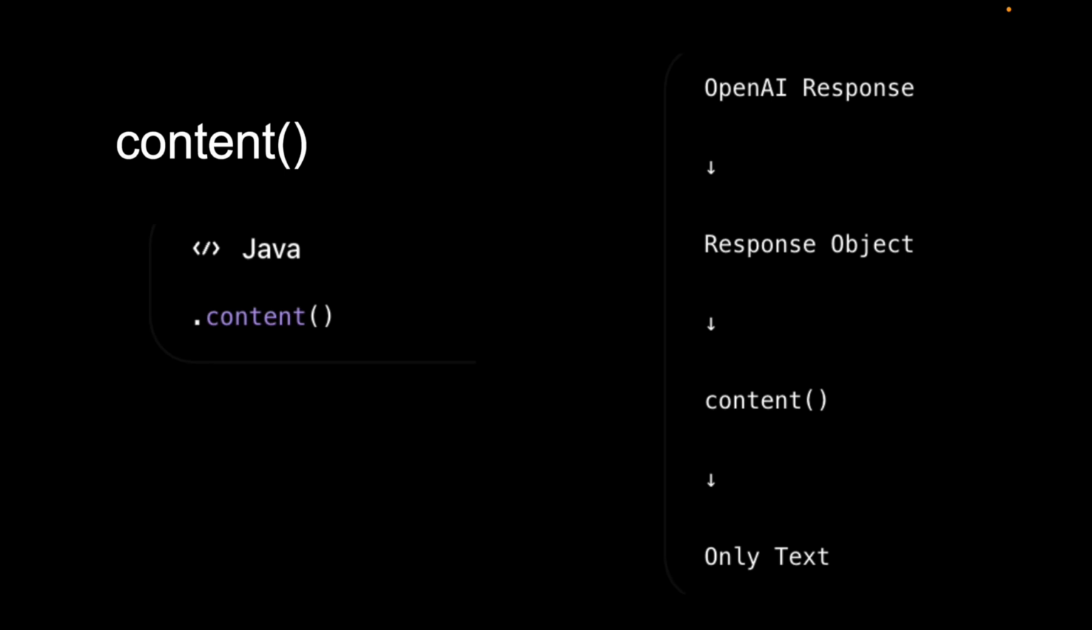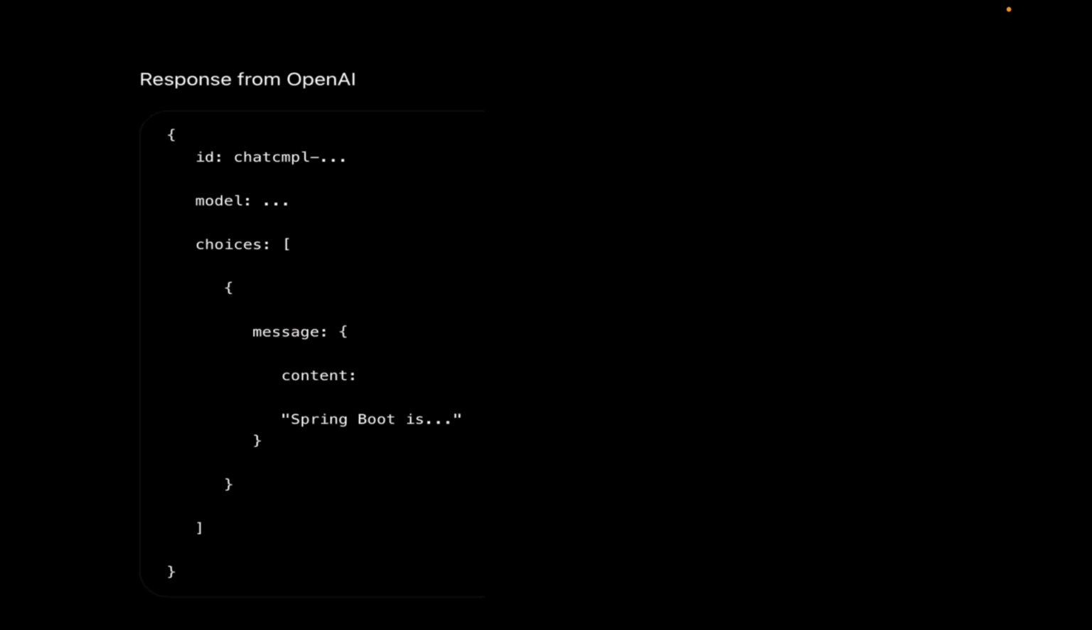When OpenAI sends a response, it doesn't send just plain text. It returns a structured response. Inside that response are many pieces of information. For example, the generated answer, model details, finish reason, token usage, metadata. Most of the time, our application only wants the generated answer. That's exactly what content extracts.